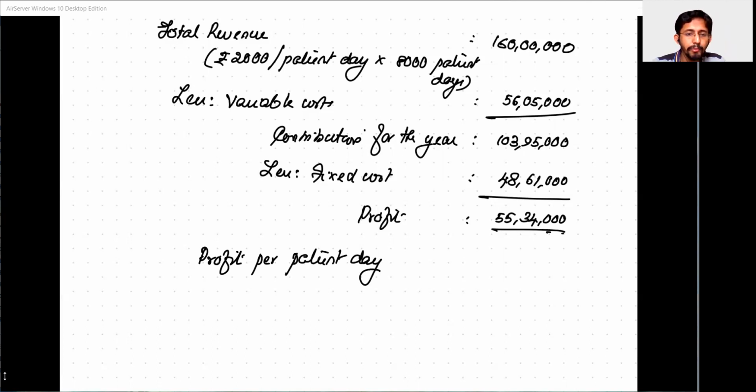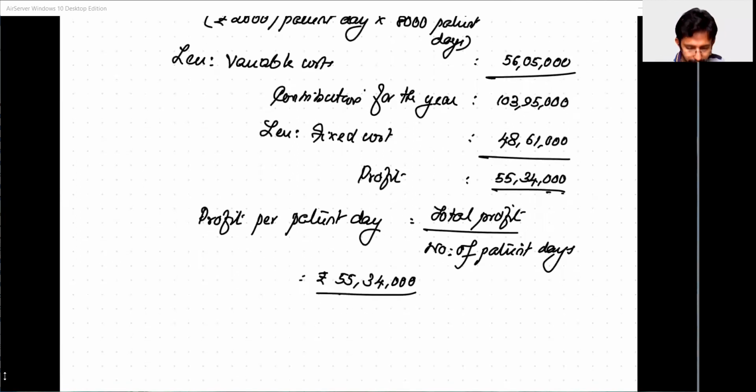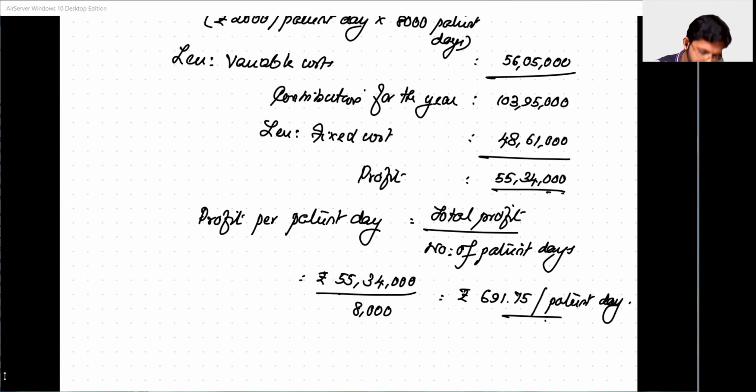How do you find out the profit per patient day? It is equal to total profit divided by number of patient days. Total profit is 55 lakh 34,000. Patient days is 8,000. So that is 55 lakh 34,000 divided by 8,000. That is rupees 691.75 per patient day. See, this is profit, not contribution.